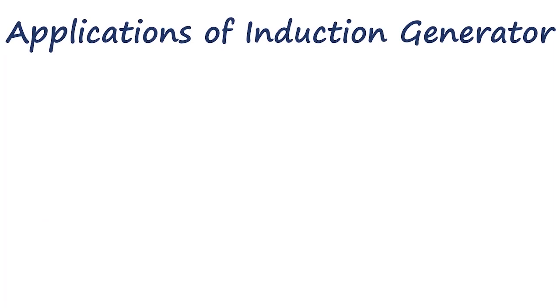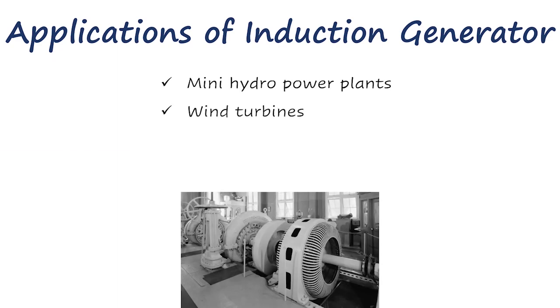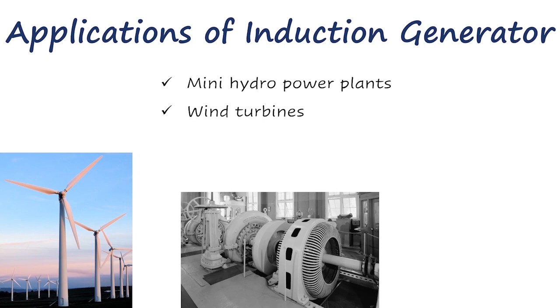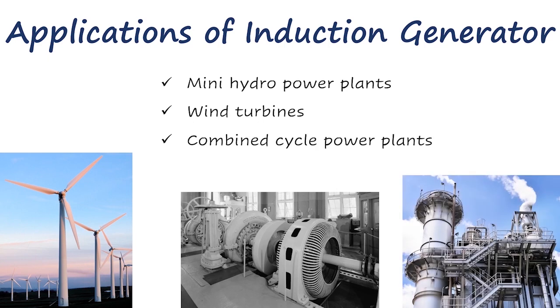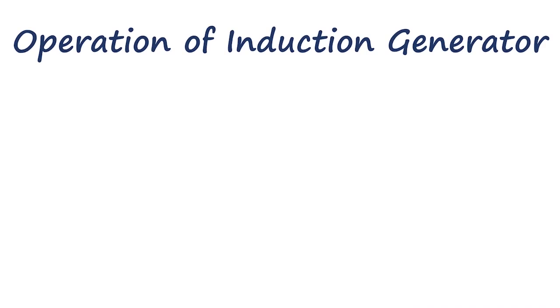Induction generators are useful in applications such as mini hydropower plants and wind turbines. They are also used in combined cycle power plants to reduce high pressure gas streams to lower pressure because they can recover energy with relatively simple controls. As we discussed before, the induction generator is used in many applications. Also, now you are familiar with the construction and working principle of it. So, we'll move on to the next part of the theory.